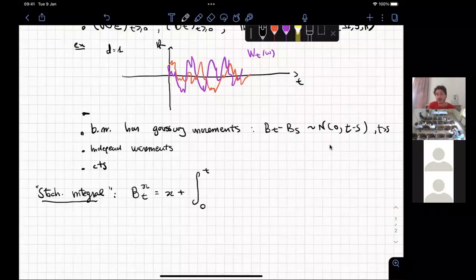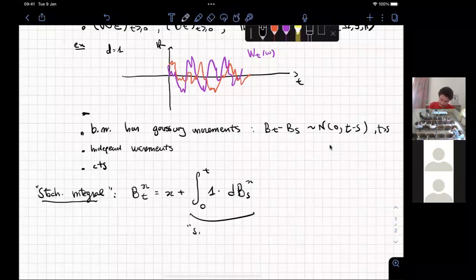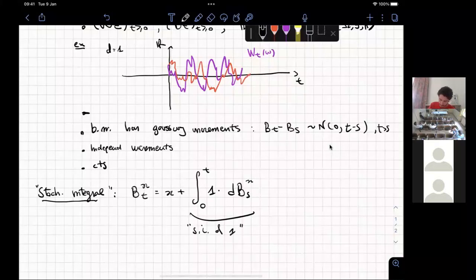And here, the natural thing that one could imagine, thinking heuristically or symbolically, is that the best way to write this is 1 times dB_s, of course. Take this just as a notation, but this can be defined in a proper way. It makes sense, it is a random variable for every fixed t. So this is called the stochastic integral of 1, in this case, with respect to the Brownian motion.